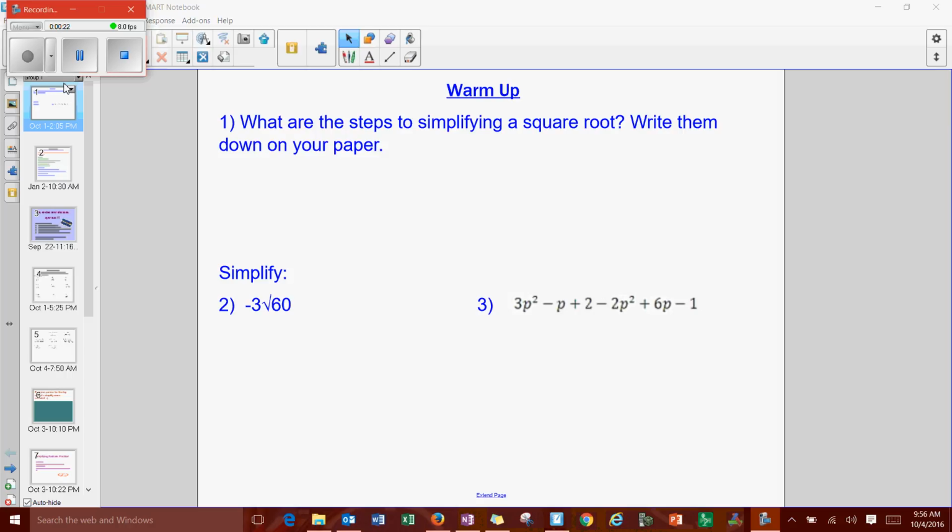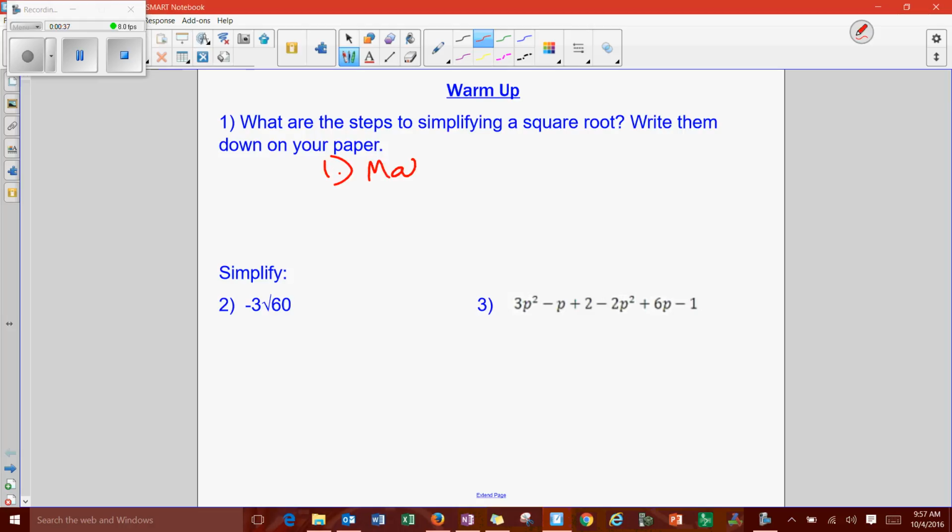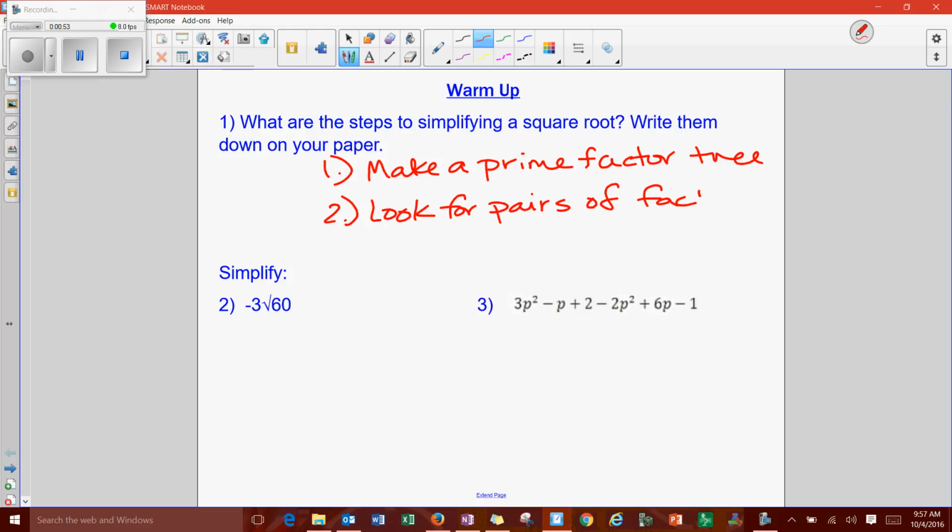So here's your warm-up. Please pause this video and take a minute to get this down on your warm-up sheets. All right, let's go through the steps to simplifying the square root. First thing you have to do is to make a prime factor tree. Second thing is you look for pairs of factors and take them out.